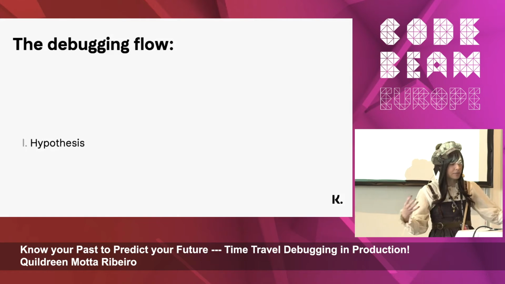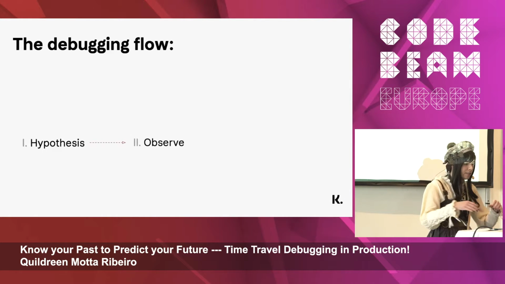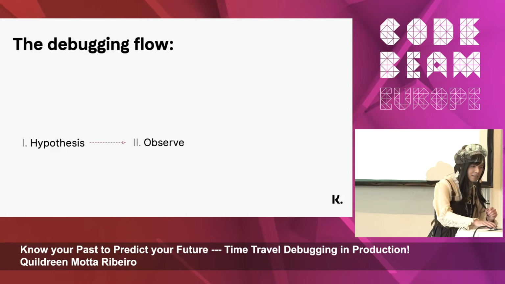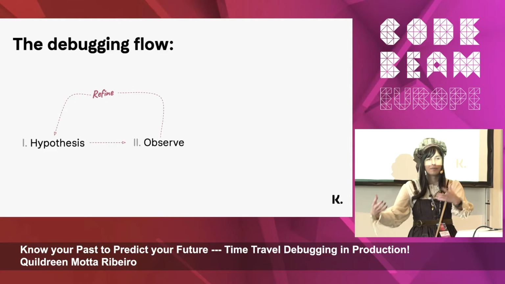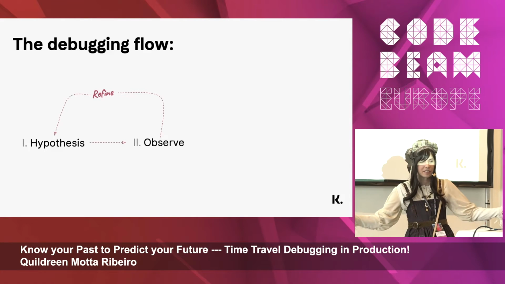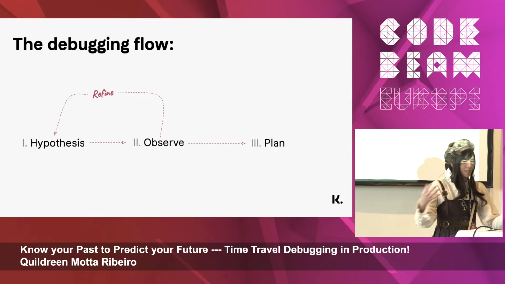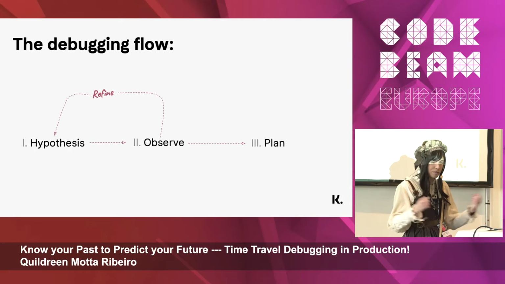And when I say the same kind of debugging flow, it's where you have a hypothesis of what's wrong, and then you make some observations of your system, and that may turn out that your hypothesis was not that great, so you refine your hypothesis. You might keep doing this a lot of times until you get something that looks sensible and feels sensible. And then you come up with a plan to actually fix the problem, and you put that plan in action, and then hopefully things go all right.